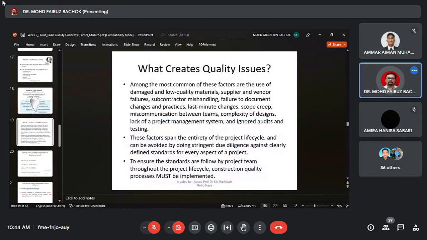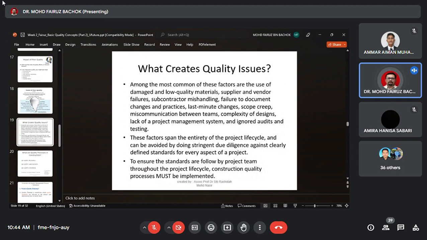And then what creates the quality issue? Among the most common of these factors are the use of damaged and low-quality material. Again, remember that material, okay. And then supply and vendor failure. There's another issue that can create poor quality construction.